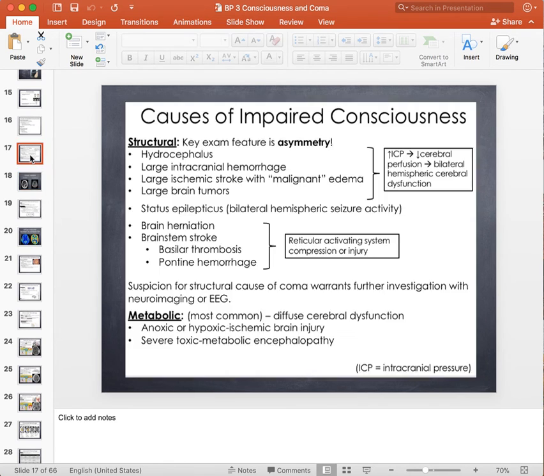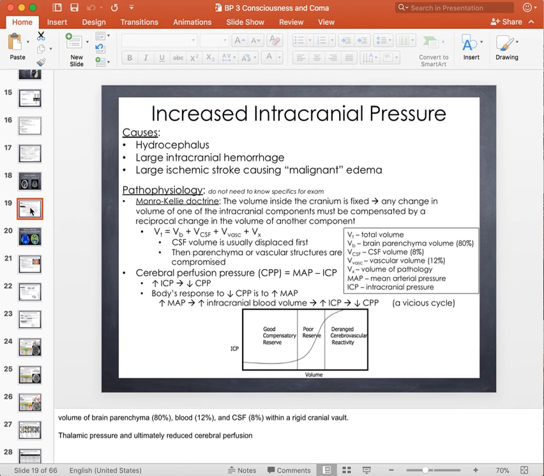And just to emphasize what Dr. Stark said before, the key feature is the asymmetry. That's why that is underlined and highlighted.